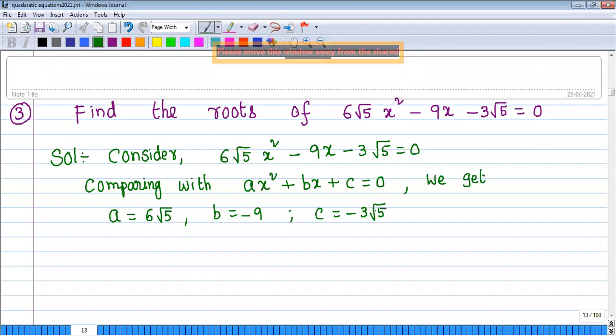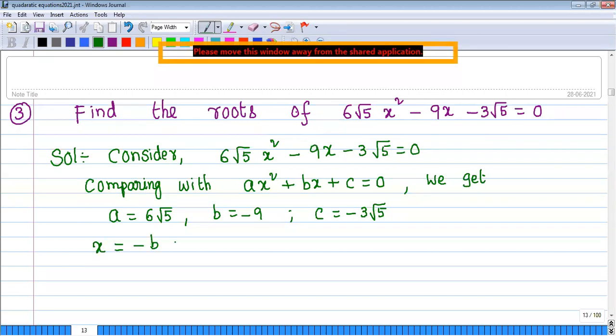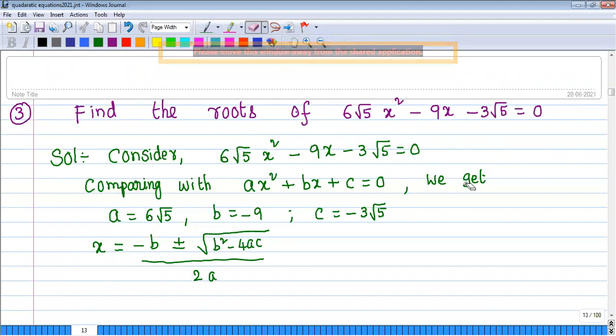This is the very important step. When you compare with ax square plus bx plus c is equal to 0, you are able to write the a value, b value, c value correctly. Next, the formula. What is the formula? x is equal to minus b plus or minus root of b square minus 4ac upon 2a. My suggestion is that don't learn it by heart.